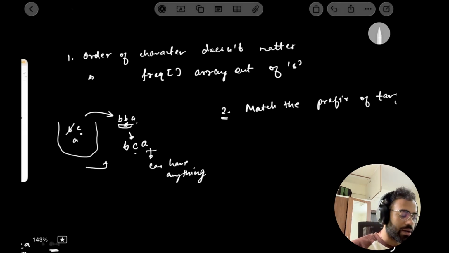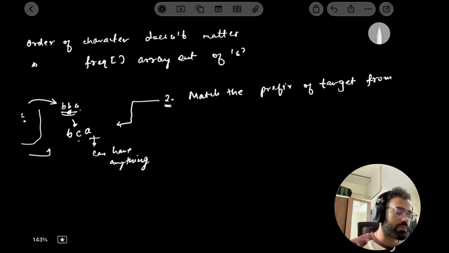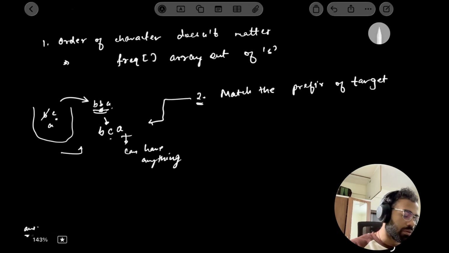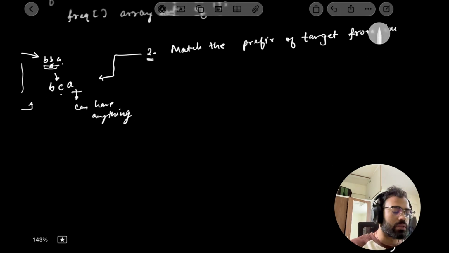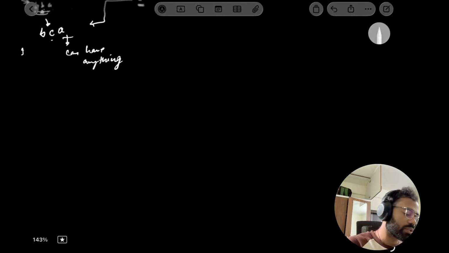See, and why we are doing this? Because of this. We are greedily picking up the characters. So we match the prefix. This is the second part. Now let's do a dry run basically. There is another part to this question, but before I reach that part, we'll understand a bit more.